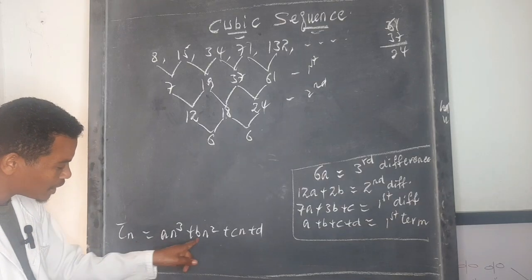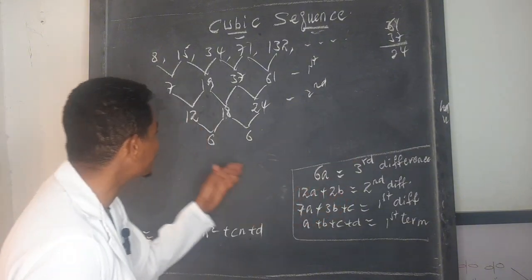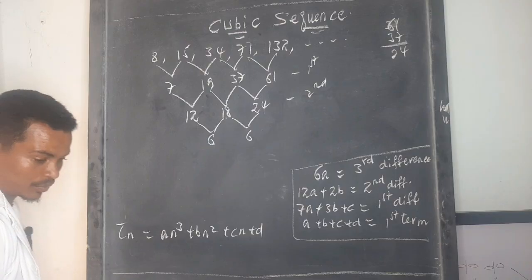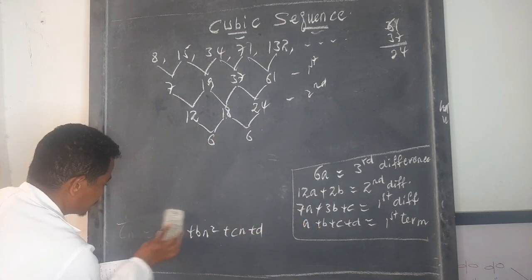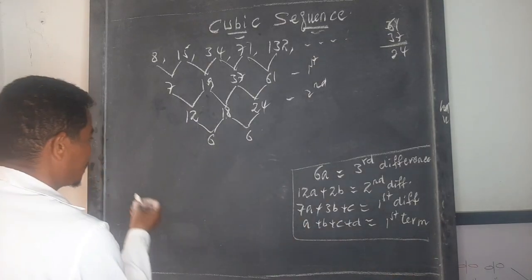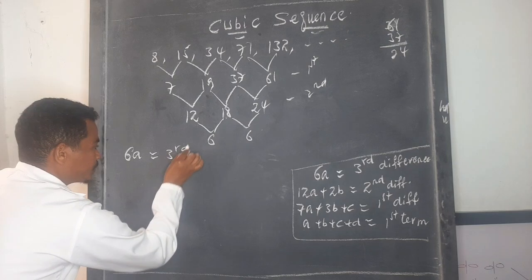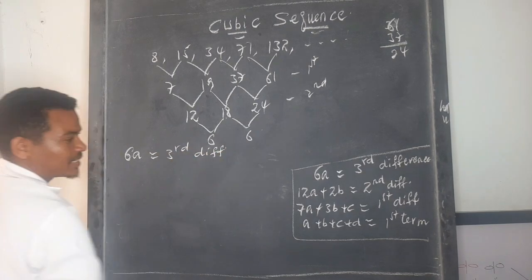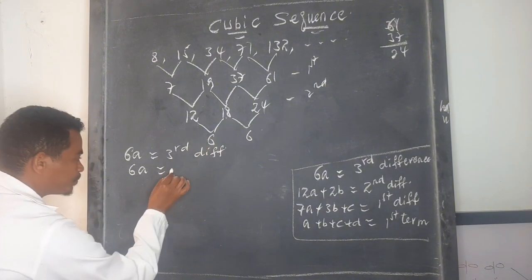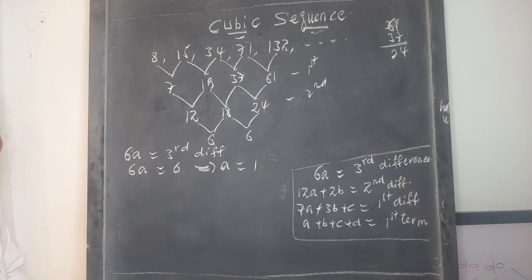It has the general form Tn is equal to a n cubed plus bn squared plus cn plus d. By using these formulas, we can find the values of a, b, c, and d. So 6a is equal to the third difference. The third difference is 6. This implies a is equal to 1, dividing both sides by 6.